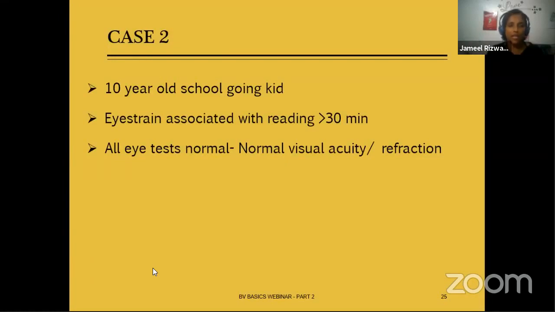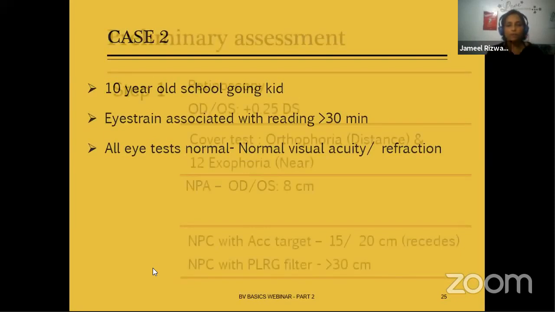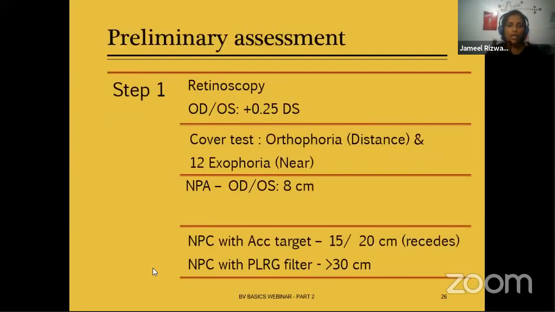Moving on with our second case, again, the case that we discussed in the last webinar: a 10-year-old school-going kid with lots of eye strain, again, insignificant refractive error. And then look at it, the patient has large exophoria at near, normal near points of accommodation. So again, we are not dealing with an accommodative issue for this particular child.